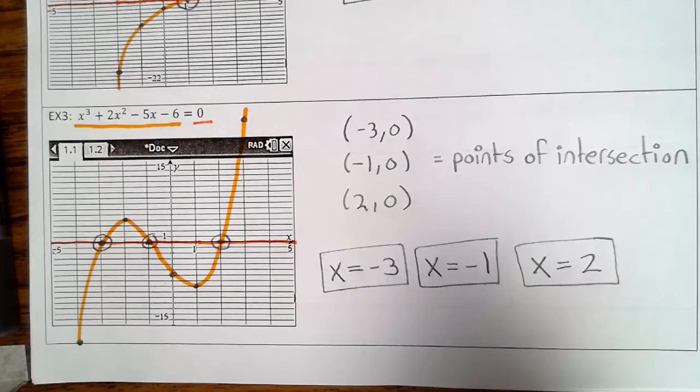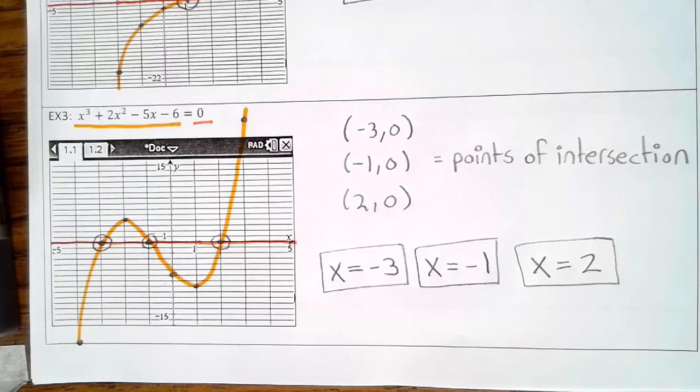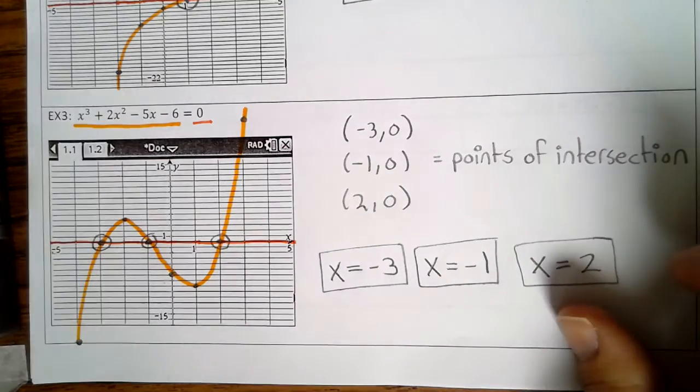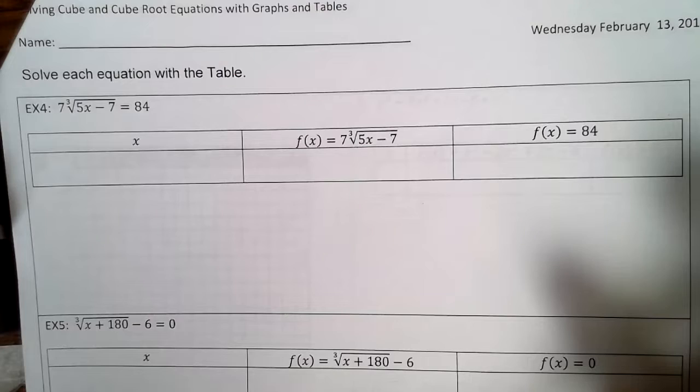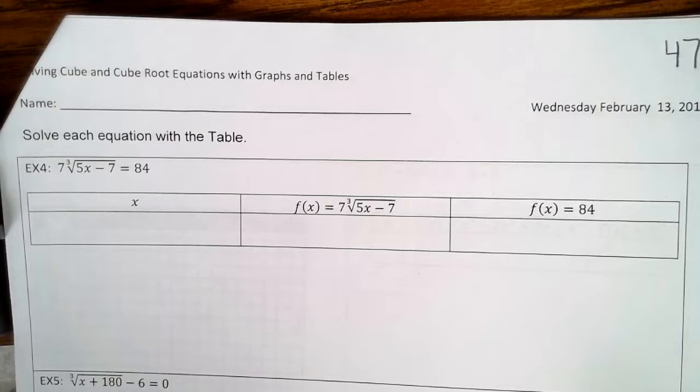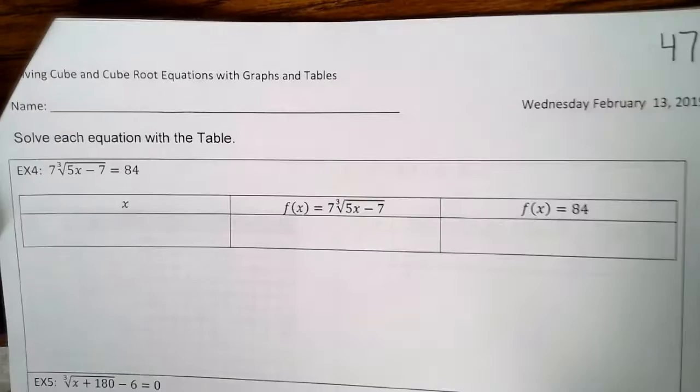All right, now that example 3 is finished up, let's move on to example 4. So again, this is on page 47. Okay, so let's look at example 4. Now, it says solve each equation with the table.